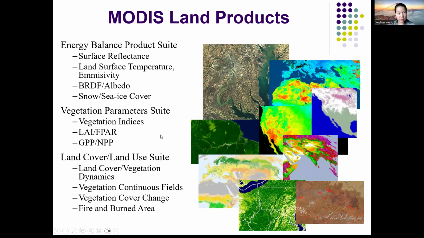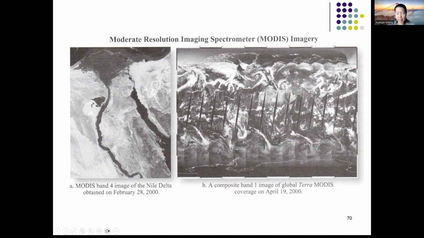from this mission. So these are samples of the MODIS data set for a band 4 image and a band 1 image for 1 day coverage.